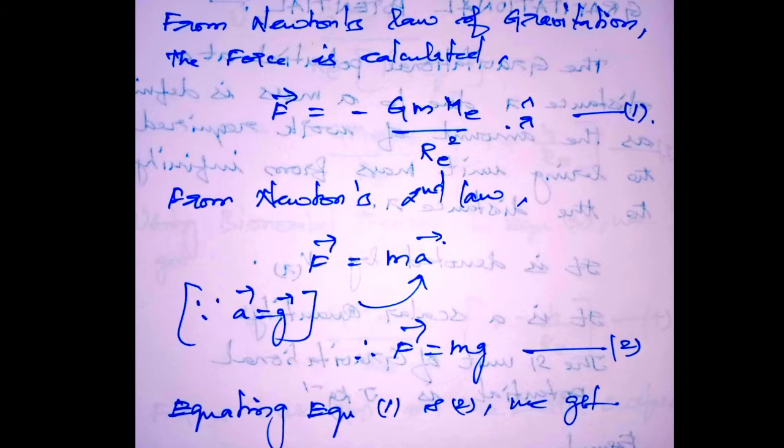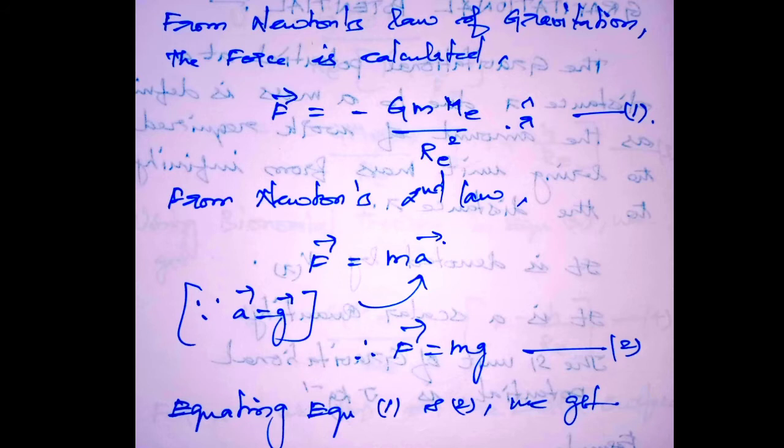So we know the formula for finding the force. The F vector is equal to minus G m ME divided by RE square into R cap. Here capital G represents the universal gravitational constant, small m represents the mass of the object, capital ME represents the mass of the earth, and RE represents the radius of the earth. Now for this mass, I am going to use Newton's second law to calculate the force. F vector equals m into a vector, and since a is equal to g, therefore F vector equals m g vector. This is equation number 2.